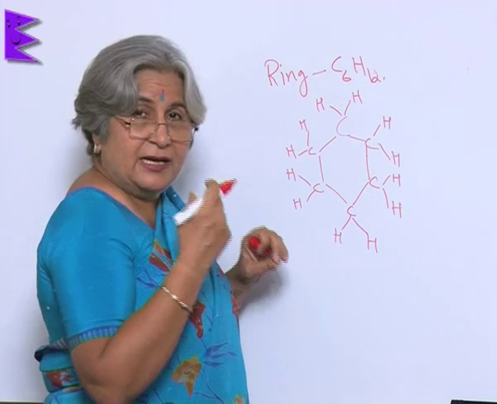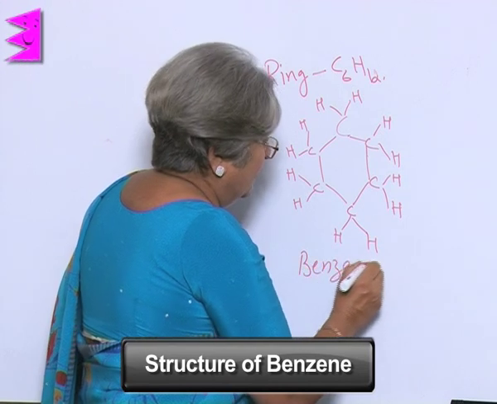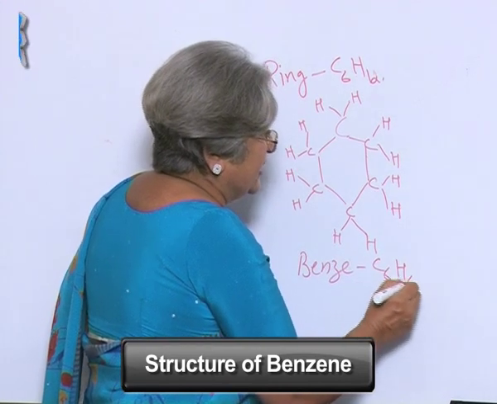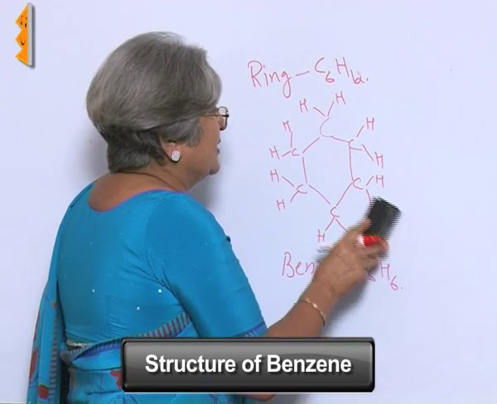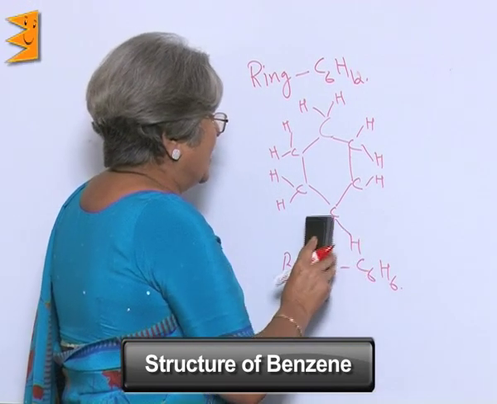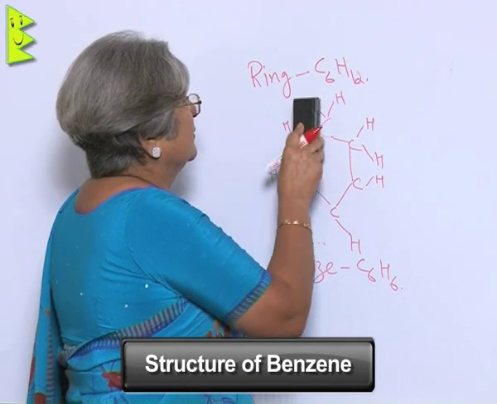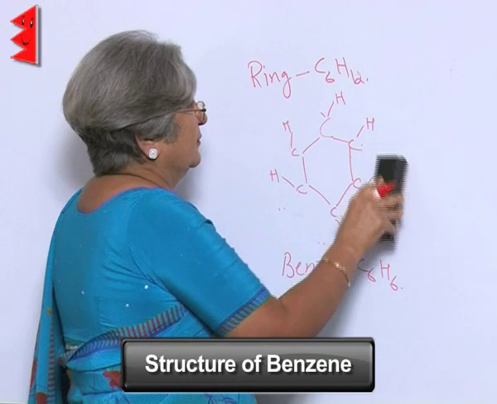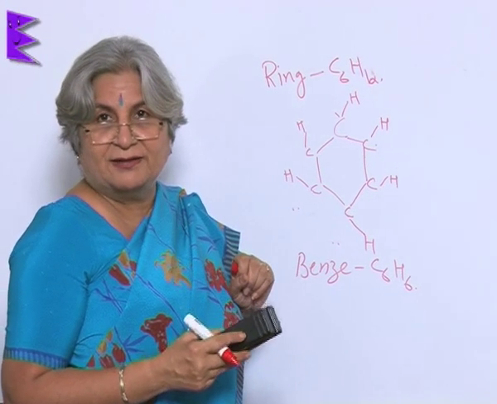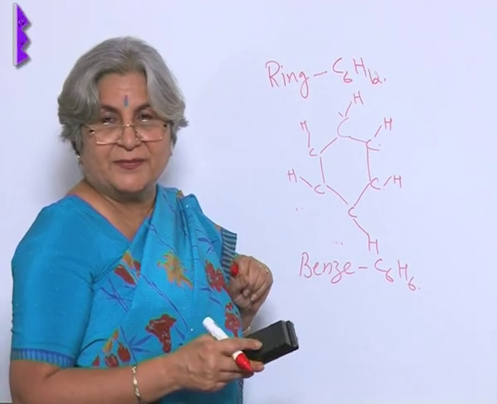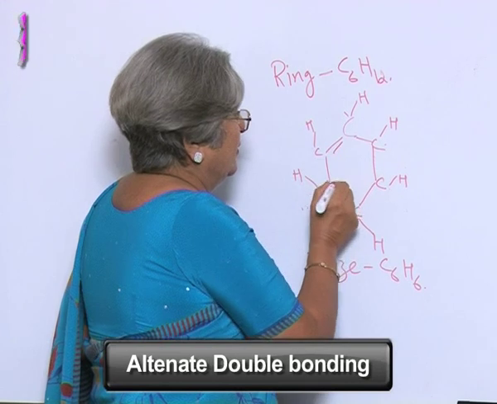Now, in another case, that is benzene, the formula is C6H6. In this case, what happens? There is only 1 hydrogen atom attached. So, how will the electrons be satisfied? How will the atom be satisfied? There will be alternate double bonding.